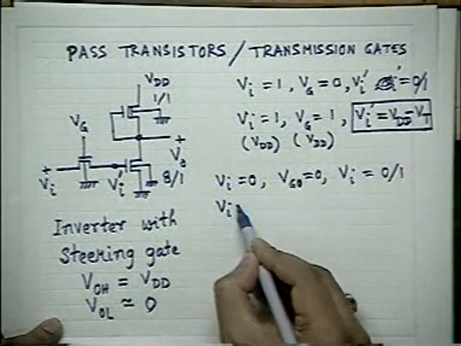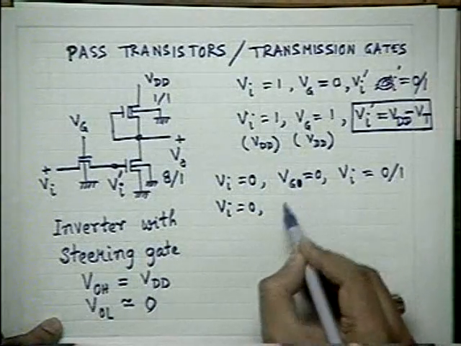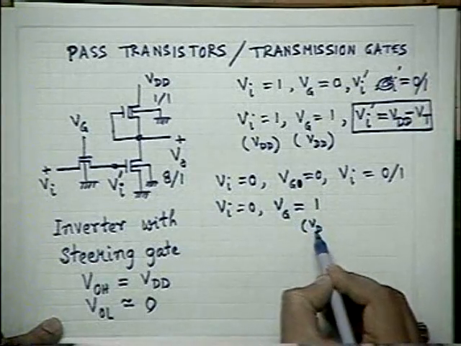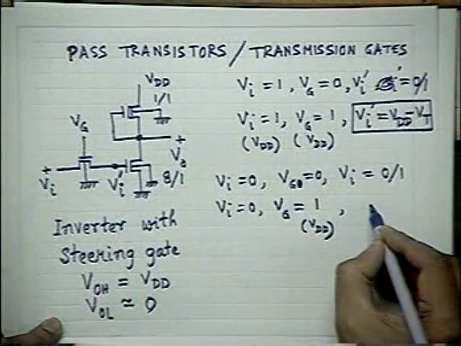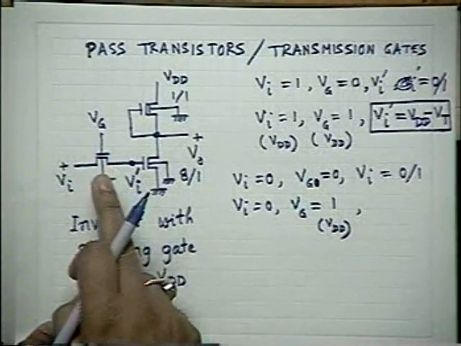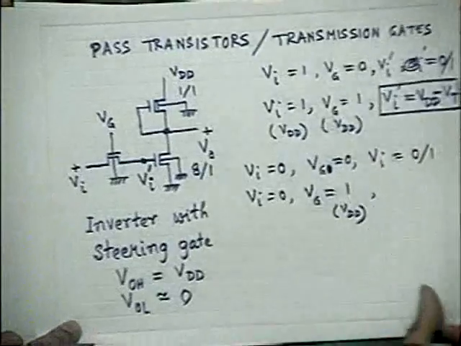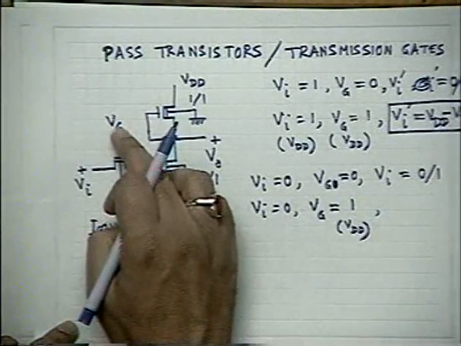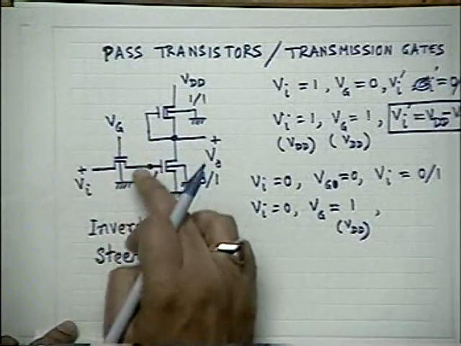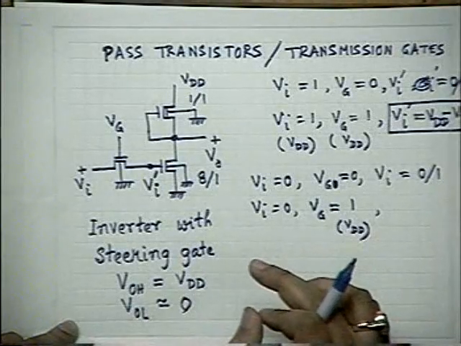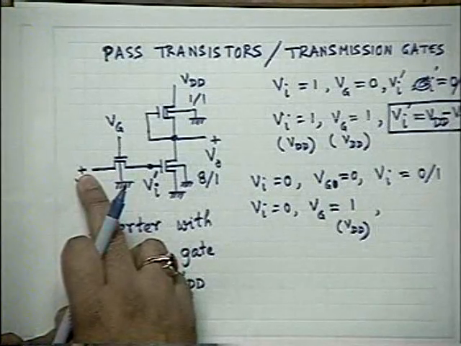However, when Vi is equal to 0 and this Vg is 1, meaning again VDD, in that case, this transistor is properly on. Am I correct? Please see that Vi is 0, Vg is 5 volt or VDD. What will be the status of this transistor? Which one is behaving as source and which one is behaving as drain now? This one is behaving as source. This is 0 volt.